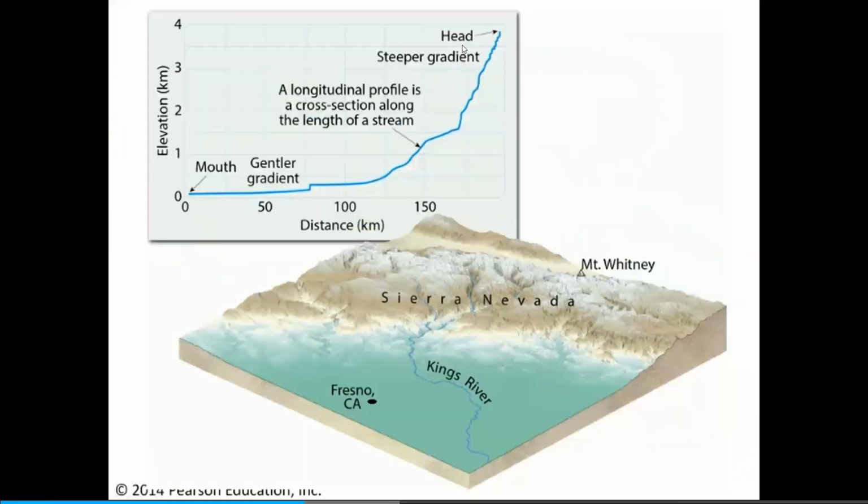Here's an example from real life. This is looking west at the Sierra Nevada of California with the Great Central Valley in the foreground and the Owens Valley way off in the distance in the background. You can see several little tributaries that come together and merge, and then they flow down as the Kings River through the Great Central Valley of California.